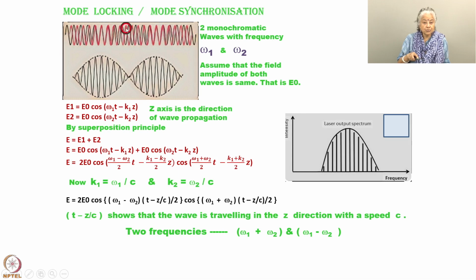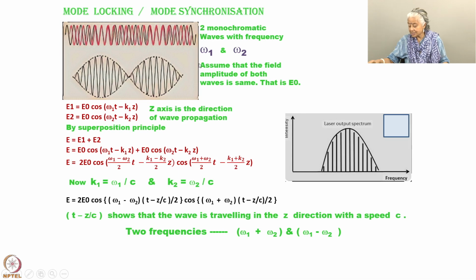Suppose you superpose these two frequencies, say omega 1 and omega 2. There are two monochromatic waves with these frequencies. Assume that the amplitude is the same for both of them, and the amplitude is E0. The outcome of this, in the same picture, is a wave which looks like this. These are called beat waves.